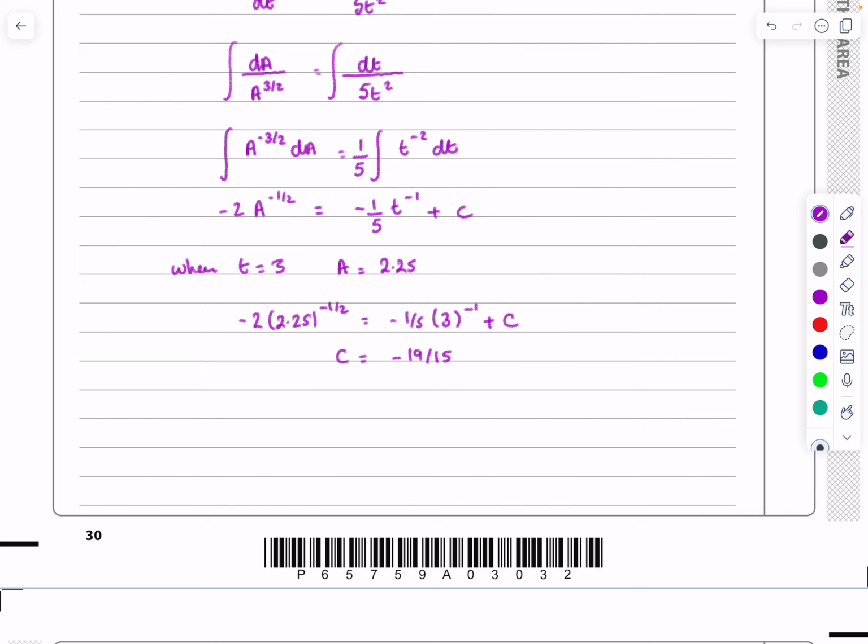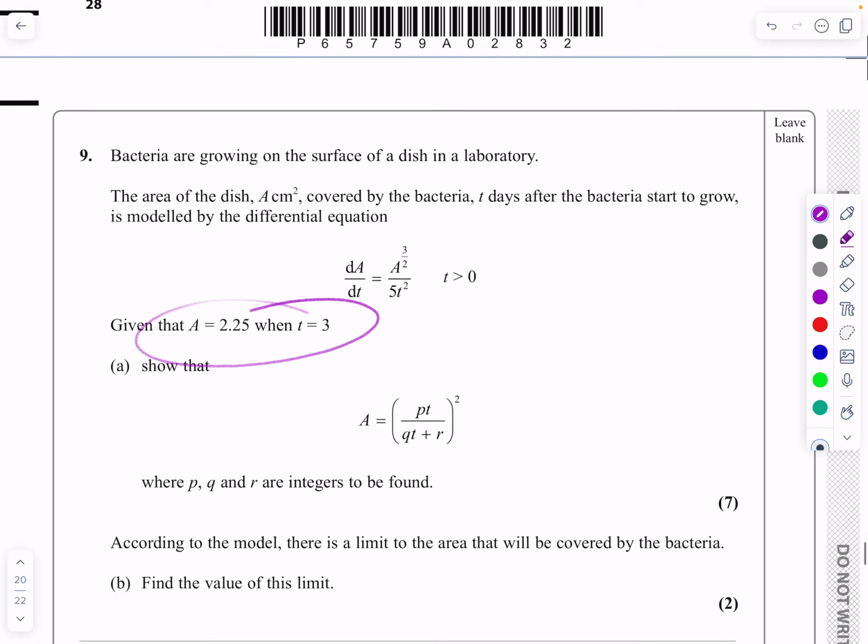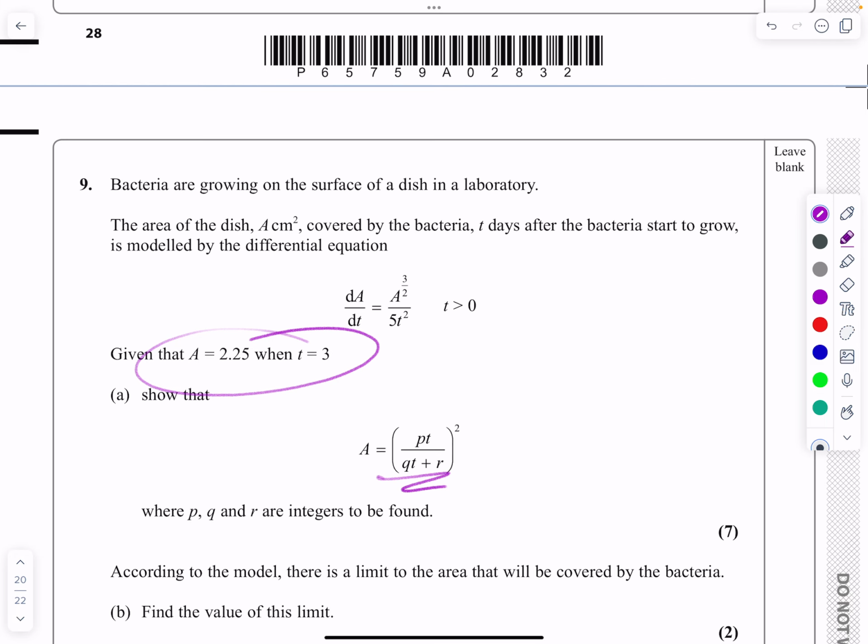Once I've got minus 19 over 15, then I can go back to my answer here and say minus 2A to the minus a half is equal to minus a fifth t to the minus 1 minus 19 over 15. Now that's fine, but our answer, if you remember, needs to be in the format A equals up here. So don't get too panicky about it.